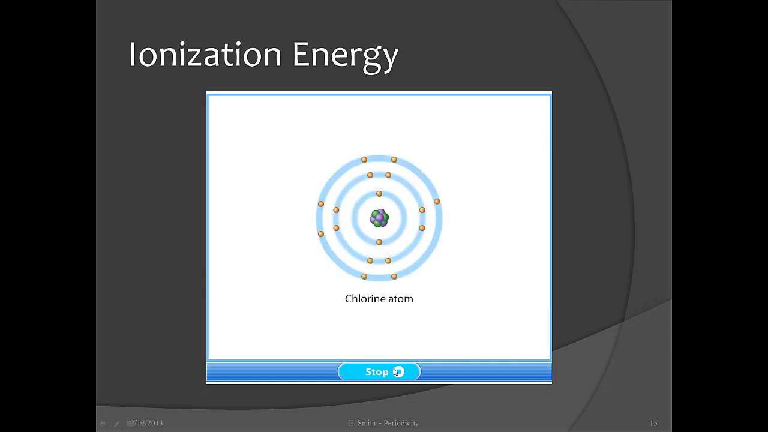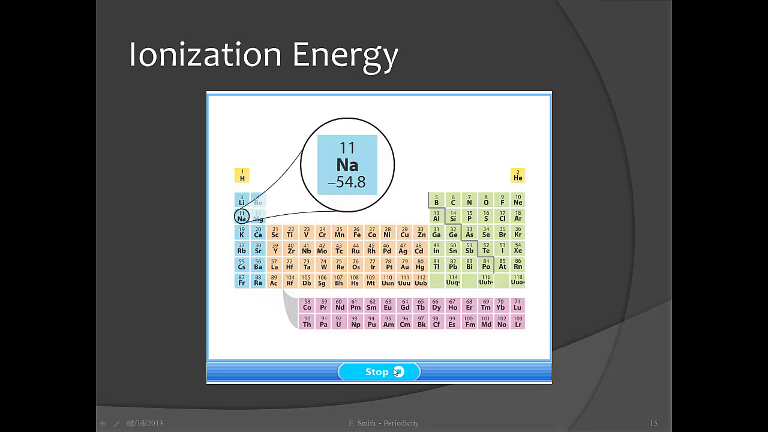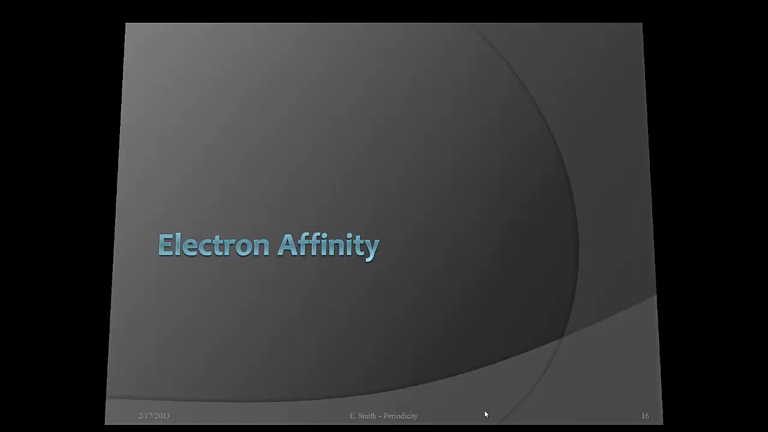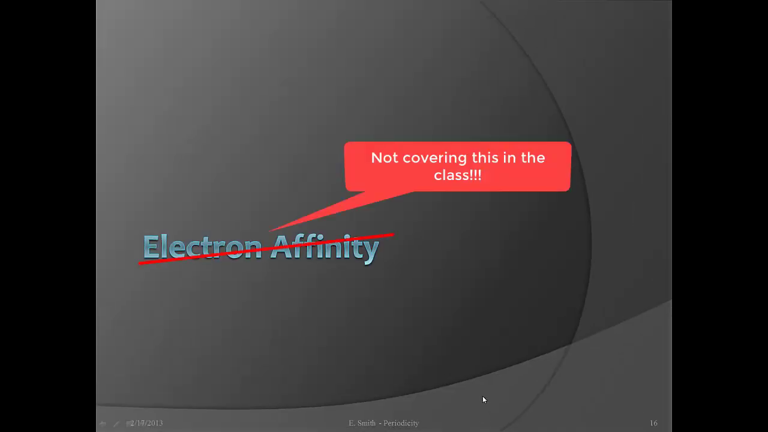A gaseous atom can also ionize by gaining electrons. Most atoms release energy in this process. This energy represents the atom's electron affinity. Electron affinity can be thought of as the tendency of an atom to accept electrons. Atoms with high electron affinities tend to form negative ions more easily than those with low electron affinities. Okay, so they introduced the idea of electron affinity, and that's what we're going to talk about next.